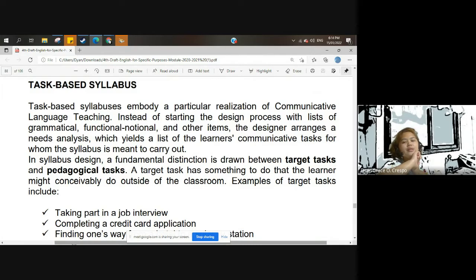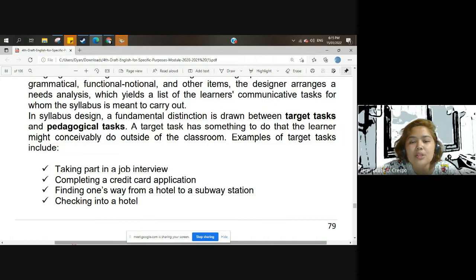Instead of starting the design process with lists of grammatical, functional, notional, and other items, the designer arranges needs analysis, which yields a list of learners' communicative tasks for whom the syllabus is meant to carry out. In syllabus design, a fundamental distinction is drawn between target tasks and pedagogical tasks. The target task has something to do with what the learner might conceivably do outside of the classroom.